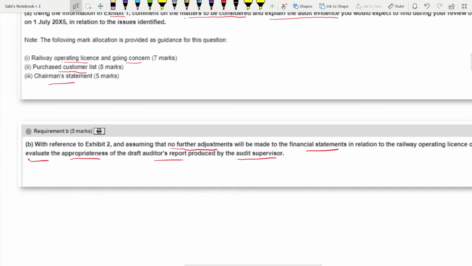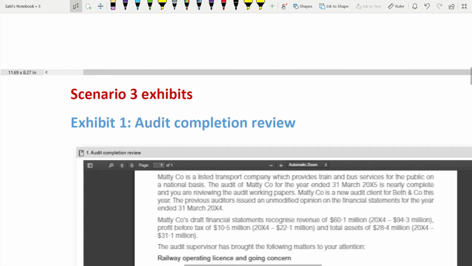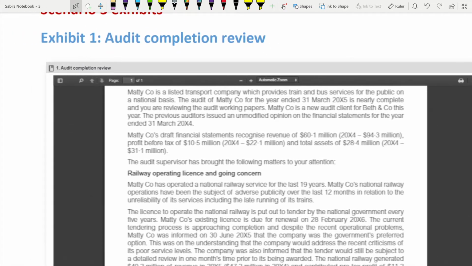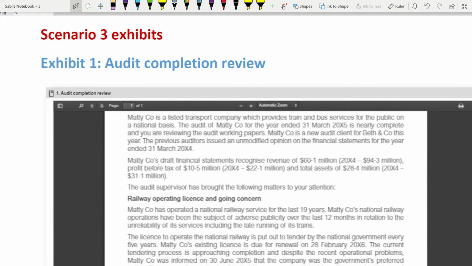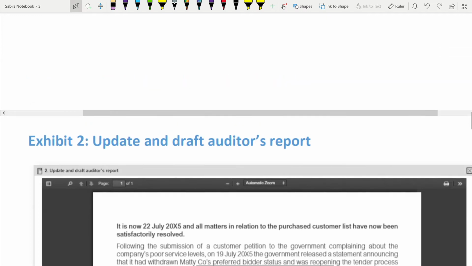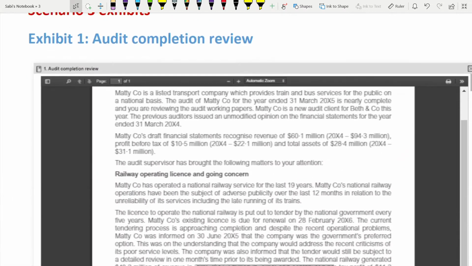So now let us go to the exhibit in detail. Exhibit 1. I'm going to go through exhibit 1 and then cover my requirement A. Exhibit 2, I will read later when I have to answer my requirement B. So, audit completion review.